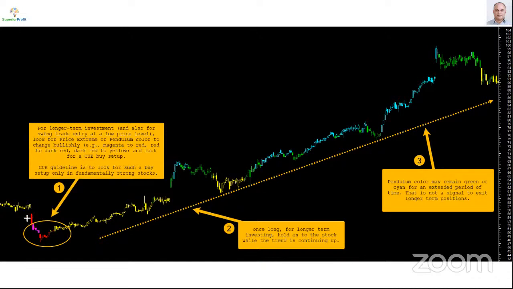It's a well-known stock. I think all of us will like to buy Starbucks at a lower point when it starts to go up. So here the stock went to pendulum low, red, magenta, dark red. For longer term investment and also for swing trading entry. Every long term investment entry is also a possible swing trade entry point.